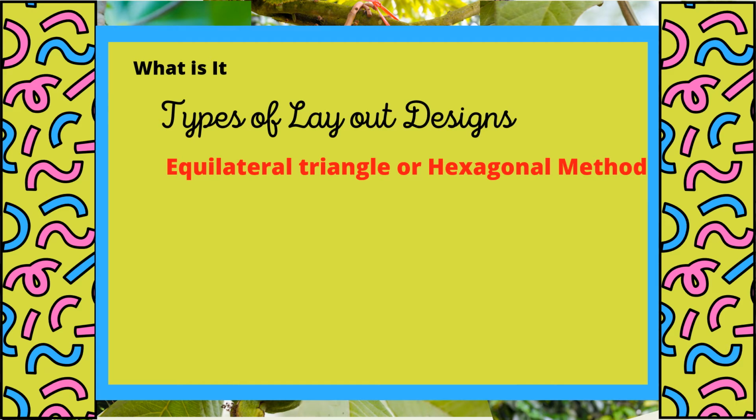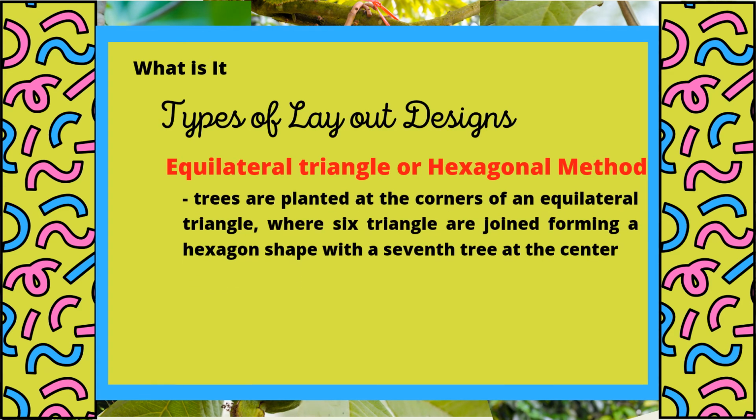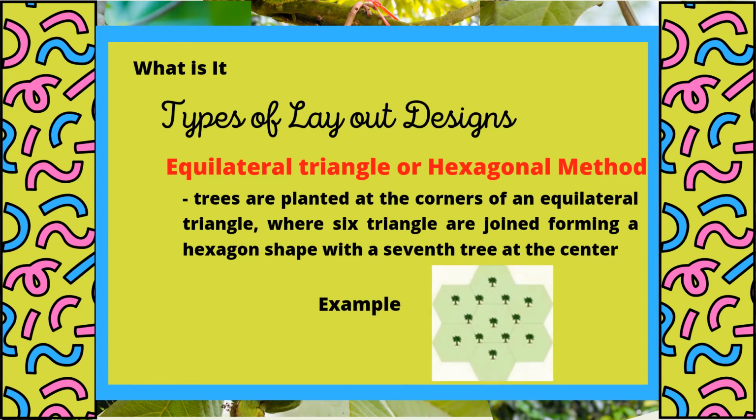Next is the equilateral, triangle, or hexagonal method. Trees are planted at the corners of an equilateral triangle where 6 triangles are joined, forming a hexagon shape with the 7th tree at the center.